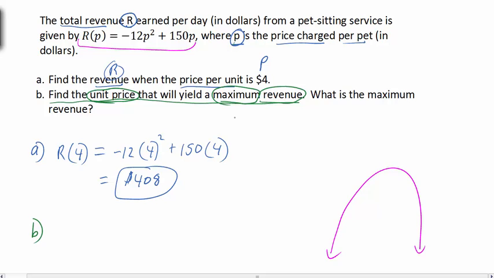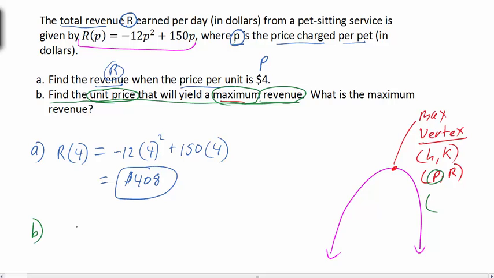And if we're looking for this maximum, then this is going to be our maximum, which is our vertex, which we know is going to be our h and k. And we know that the h value here is going to be represented by the p, and our k is represented by r, which is the revenue. So for the first part here, we're actually trying to calculate the unit price, which is our p.